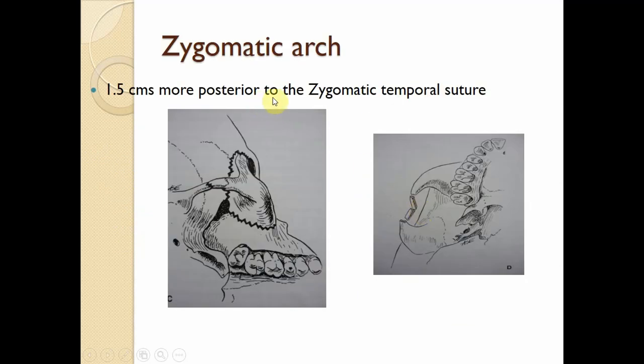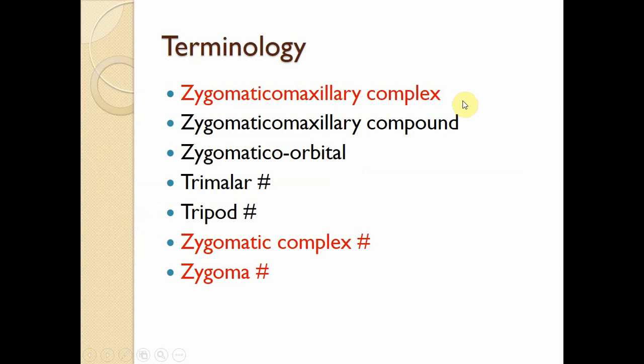So next is the zygomatic arch. That is the weakest part of the zygomatic arch. The zygomatic arch is about 1 centimeter in length, closer to the zygomaticotemporal suture. So in between there is the zygomaticotemporal suture.